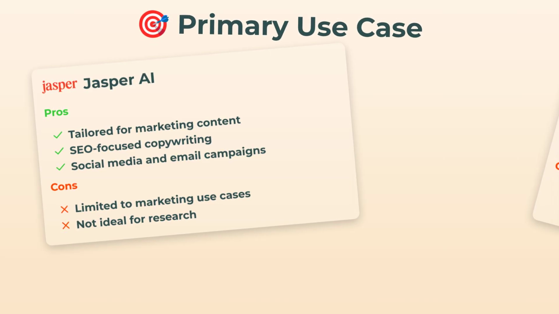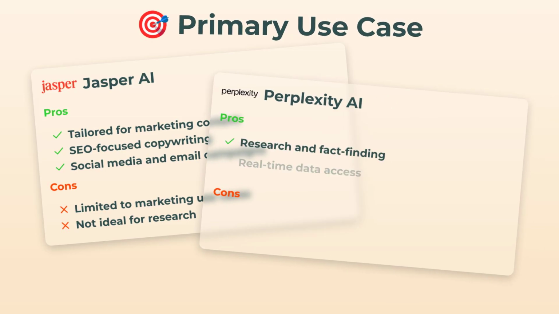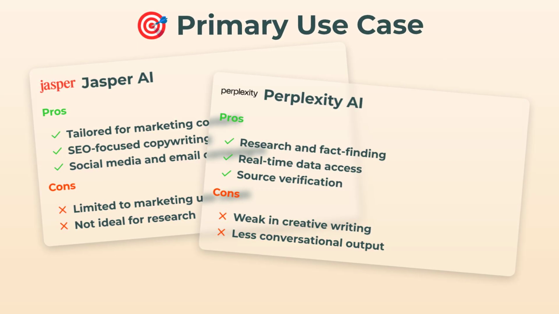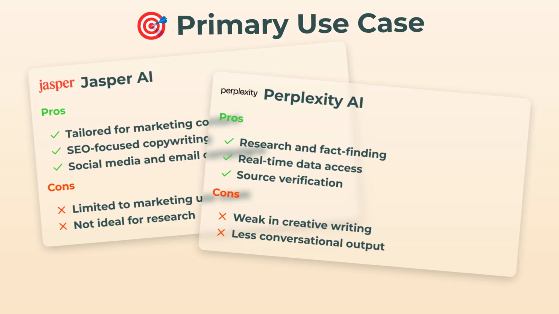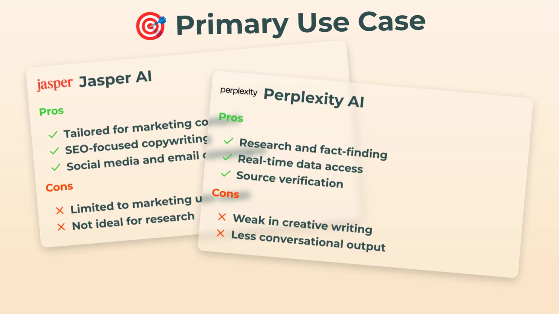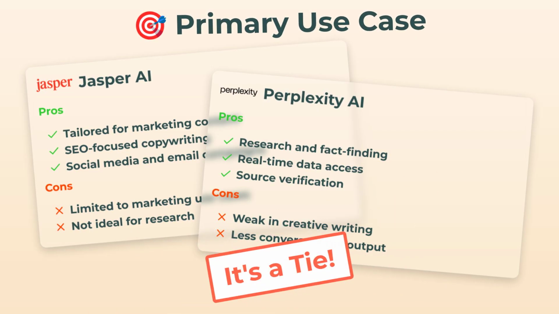Perplexity, on the other hand, is kind of the opposite. Need research, real-time info, want to double-check facts, or see the sources? Perplexity nails it. Not really your go-to for creative writing, though. The responses are more like, here's the headline, done, next. You gotta decide. Are you after killer marketing content or research chops? In this category, honestly, it's a tie, because it's all about picking your lane.